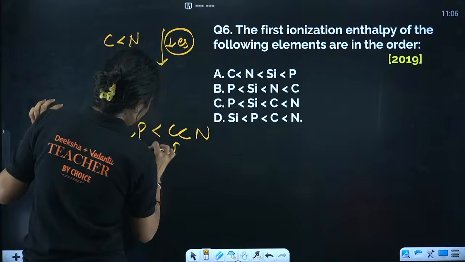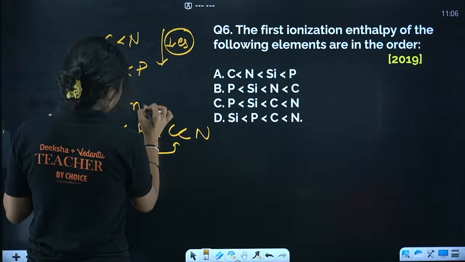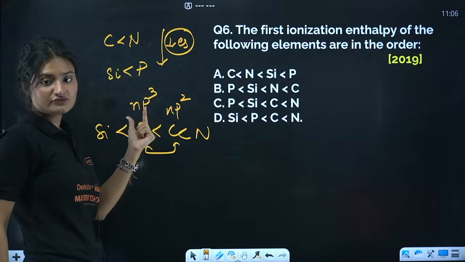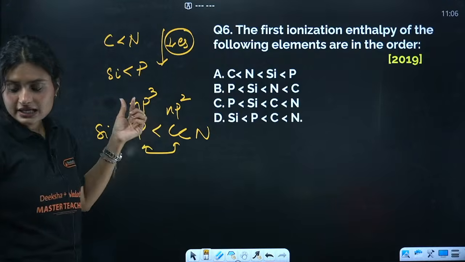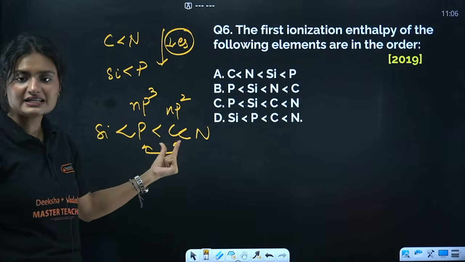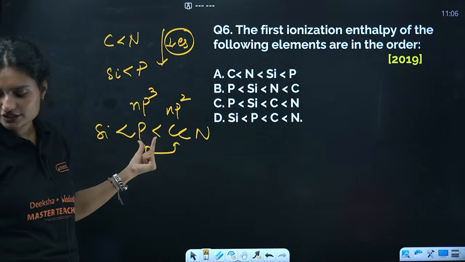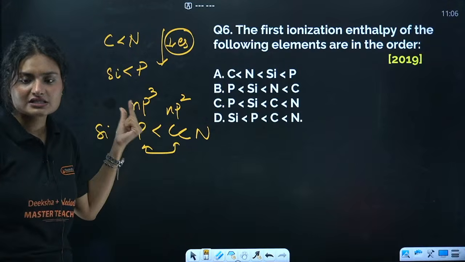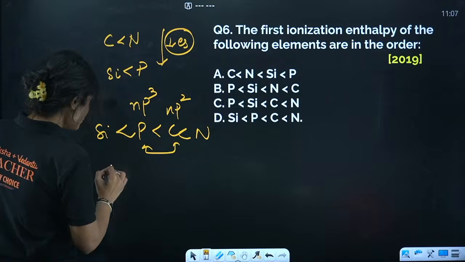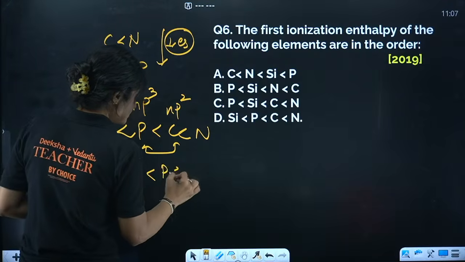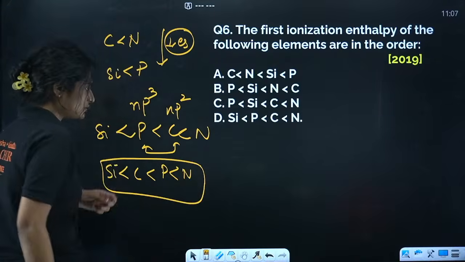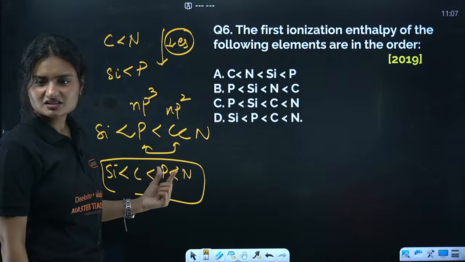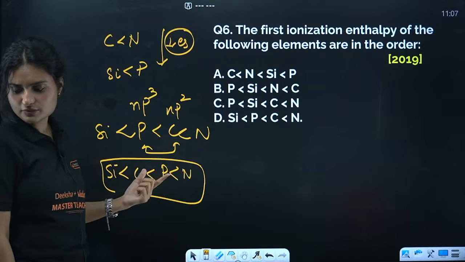But look here, this has np3, this has np2, right? So it has half filled configuration. Its ionization energy still will be higher than the carbon one. Why? Because it has a stable half filled configuration. Okay, so silicon, carbon, phosphorus and nitrogen. This is the correct sequence. So how many of you answered silicon, phosphorus, carbon, nitrogen? That is option D.